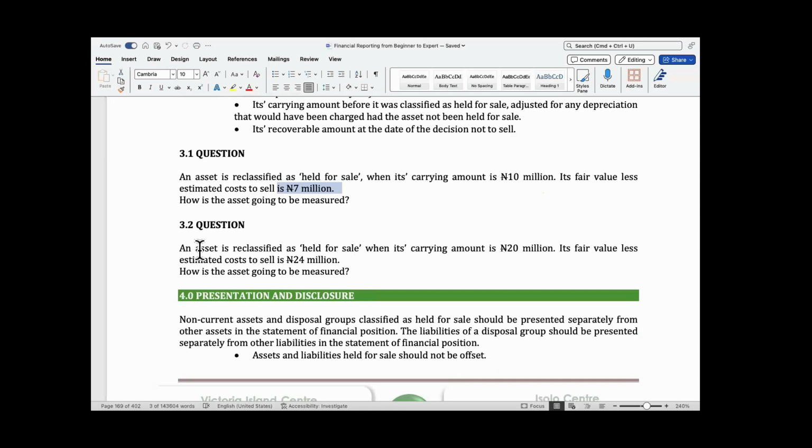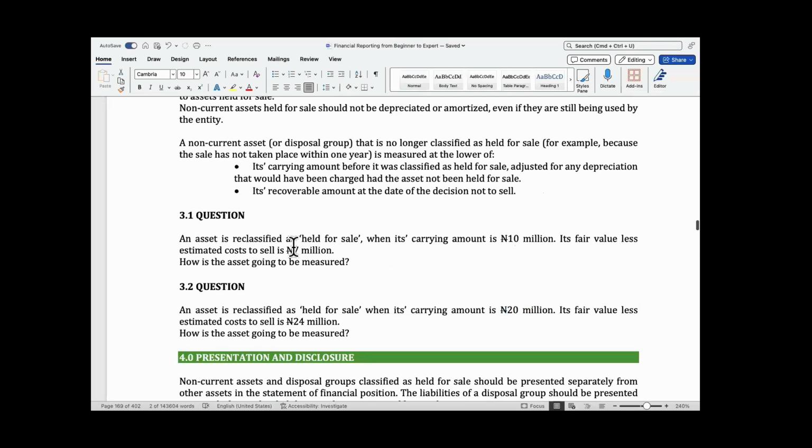Another one is an asset is reclassified as held for sale when its carrying amount is 20 million. Its fair value less cost to sell is 24 million. How is the asset measured? It will continue to be measured at 20 million because it's the lower.